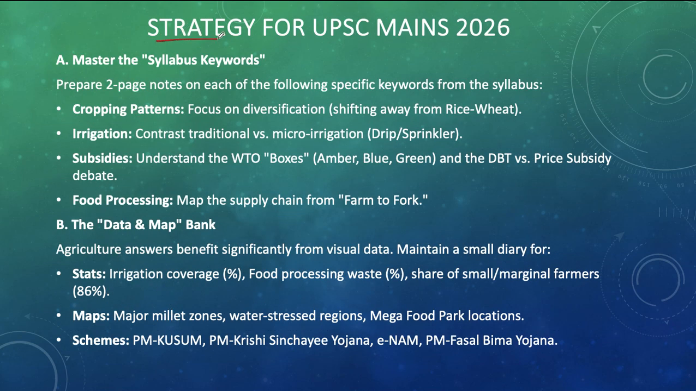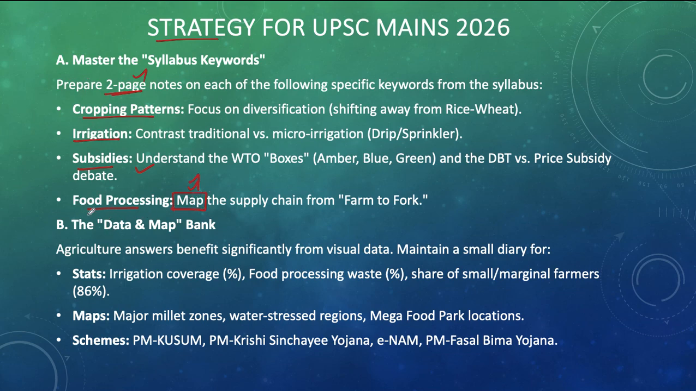And coming to the strategy, what I would be advising with respect to agriculture in GS paper 3 is you need to have 2-page notes on the keywords in the syllabus like cropping pattern, irrigation, subsidies. So try to work on that. And while including food processing, try to draw diagrams and maps also wherever possible. That will fetch you maximum marks.